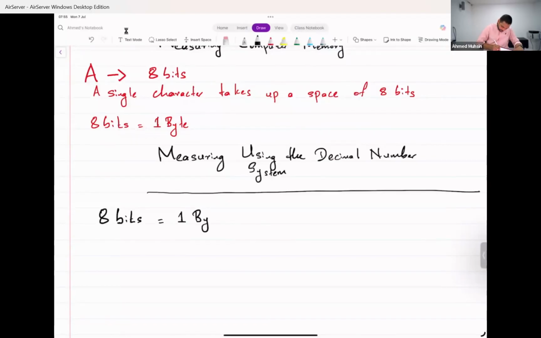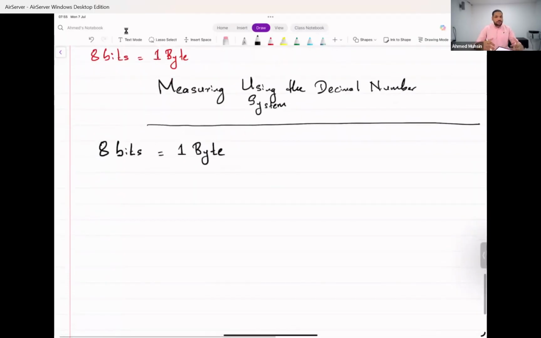Are we okay with this? 8 bits is equal to 1 byte. We do know this. Then if you put 1000 bytes together, everybody okay with this? If you put 1000 bytes together, you get what we call 1 kilobyte, capital K, capital B, 1 kilobyte. Are we okay with this?